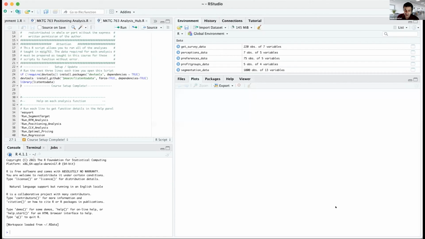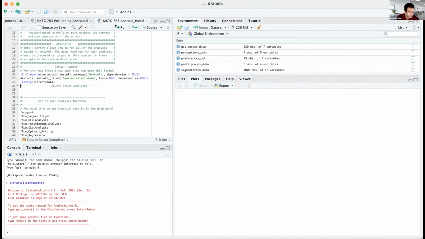So when you run the library command for the first time, you get that welcome message. If you're doing it a couple of times, you don't get the message. So now you can run that line. Yes, line 25. Okay, so you see your last update is 11 p.m. So you have the latest version, right? Okay, so now let's run the analysis for you.